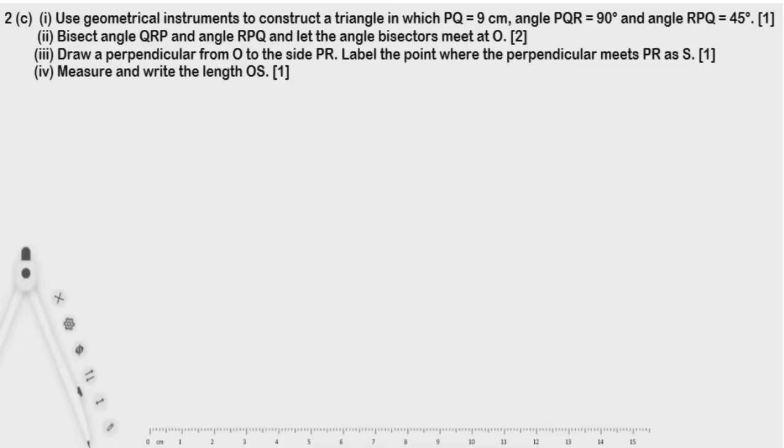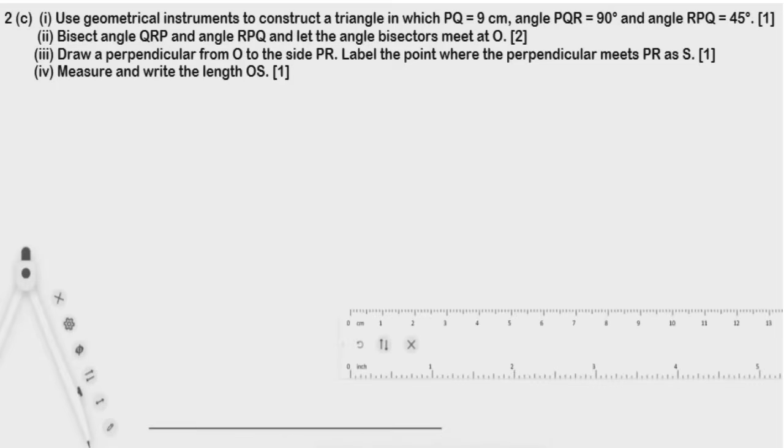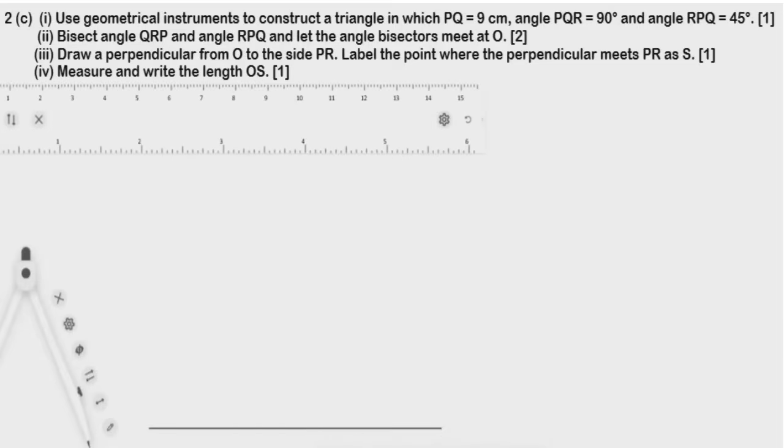So what I'm going to do is first I'm going to construct the line. Okay, so the line should be from 0 to 9 centimeter, so somewhere here. Okay, that is the line I've drawn, that is the 9 centimeter line. Now we give it a name. We call this point P and this point Q.